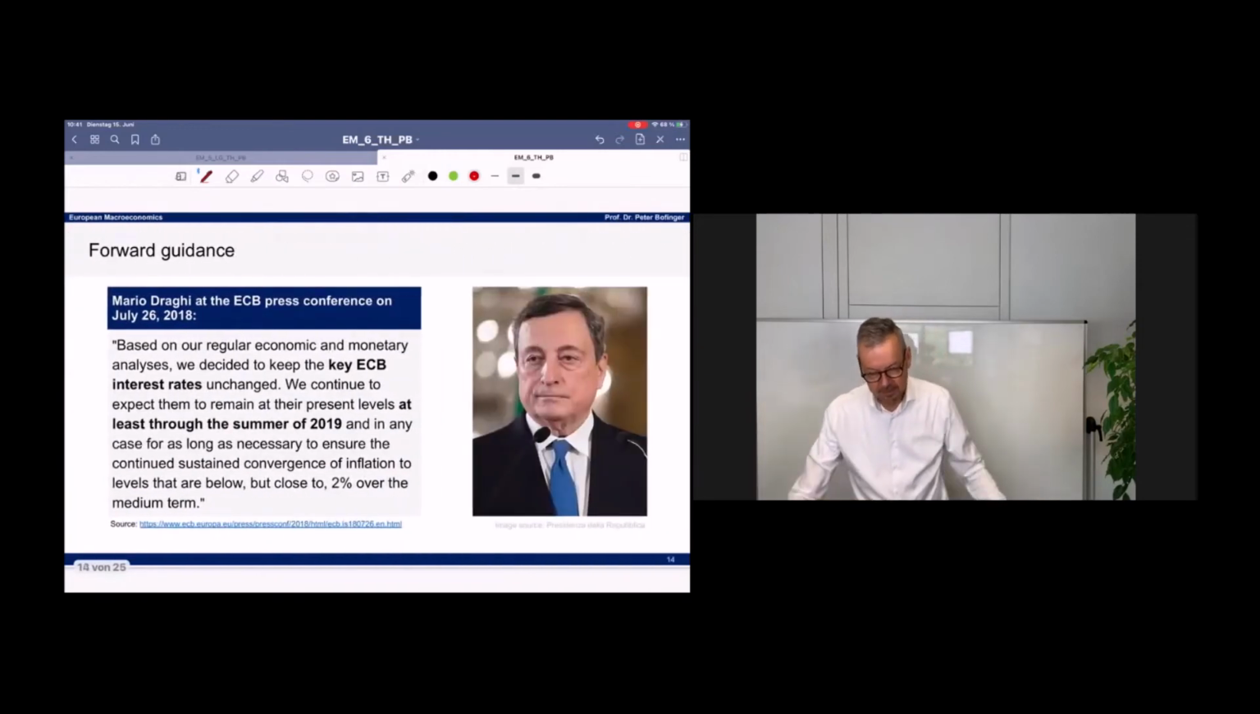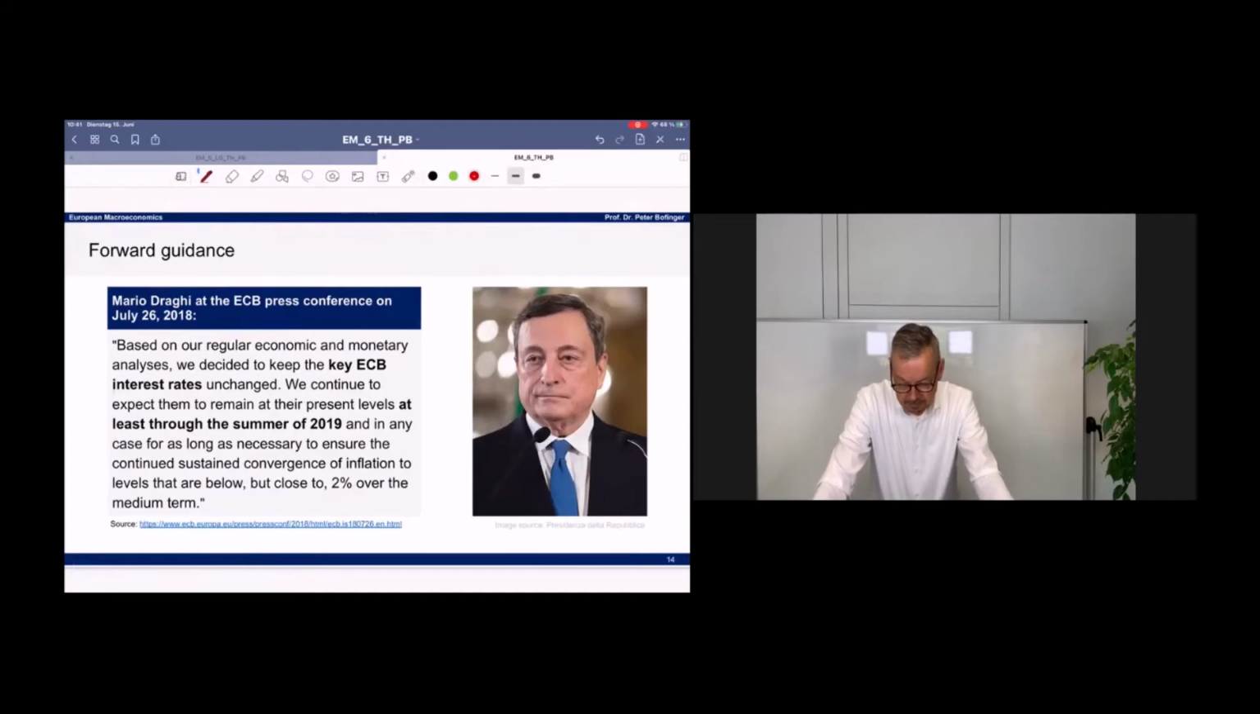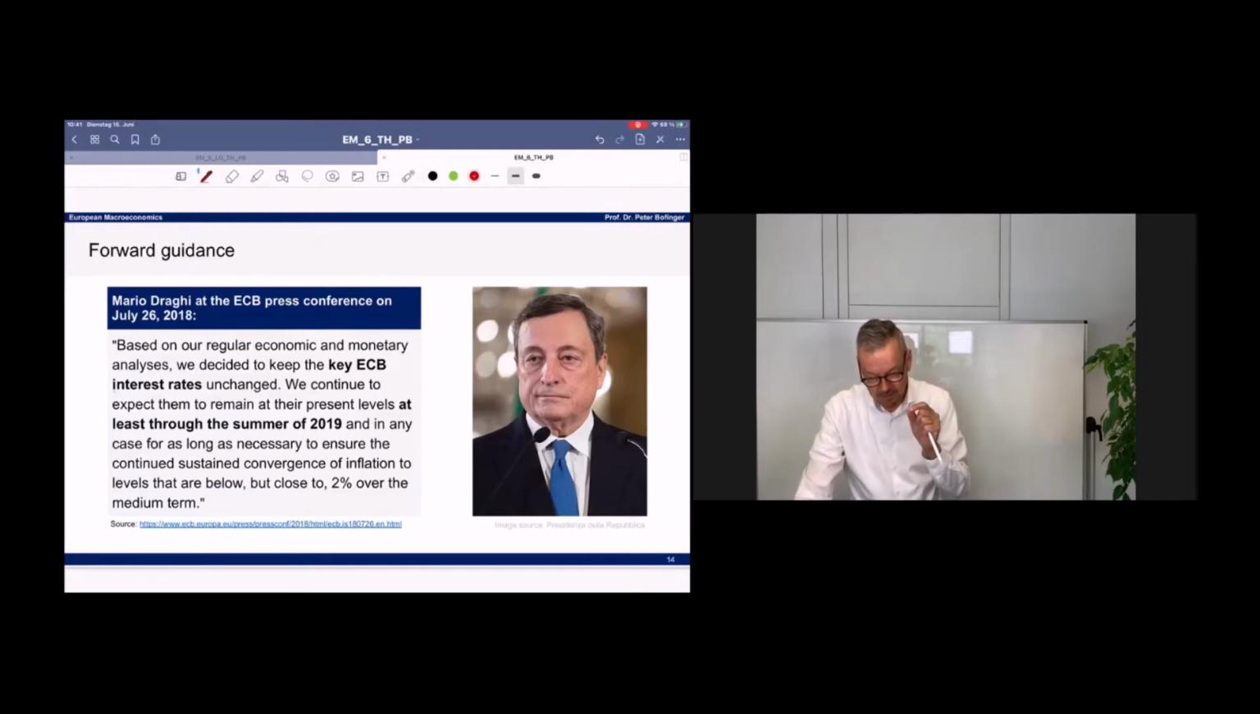And as an example of forward guidance, there's a quote from Mario Draghi at the ECB press conference on July 26, 2018. He said, based on our regular economic and monetary analysis, we decided to keep the key ECB interest rates unchanged. Now comes the announcement: we continue to expect them to remain at their present levels at least through the summer of 2019. So he makes an announcement to keep the short-term rate stable for one year.